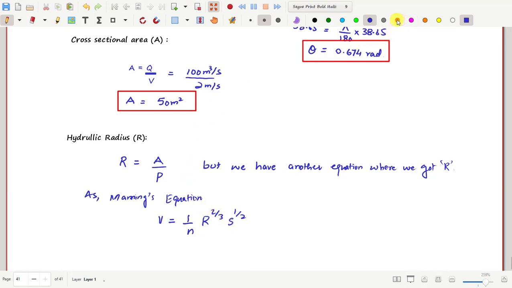You can notice here we already got the value of V, velocity 2 meter per second. We got the value of n. We got the value of bed slope. So from this equation we can find R, the hydraulic radius. So we will use this equation to find out the value of hydraulic radius.